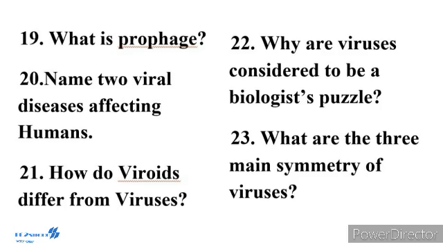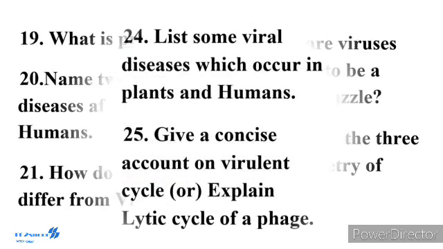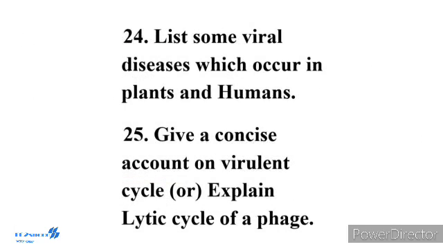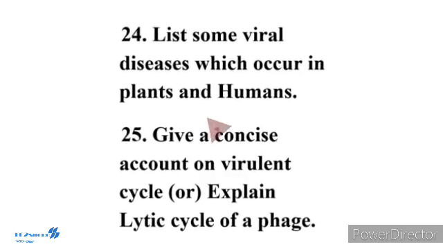Question number 21, how do virions differ from viruses? Question number 22, why are viruses considered to be a borderline between living and non-living? Question number 23, what are the 3 main symmetries of viruses? Question number 24, list some viral diseases which occur in plants and humans. Question number 25, give a concise account of the virulent cycle or explain the lytic cycle of a phage.